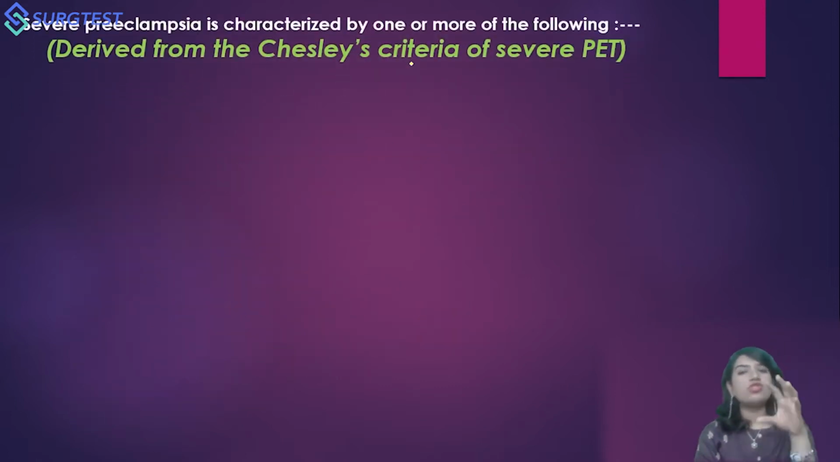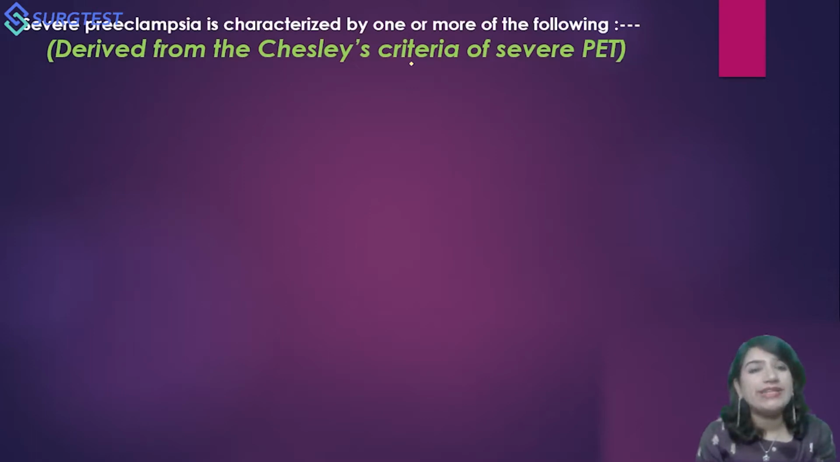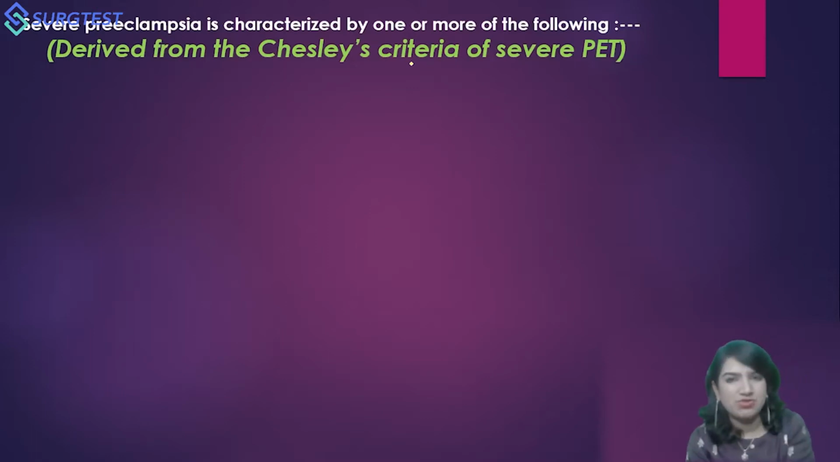Now, we have two different kinds of preeclampsia. One is the non-severe preeclampsia and other is the severe preeclampsia. Before these nice 2019 guidelines, this non-severe preeclampsia was also called as mild preeclampsia. But now we know that the new terminology is non-severe preeclampsia.